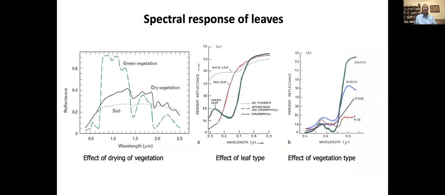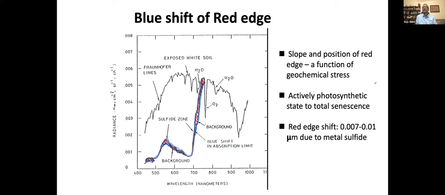So similarly, if you see the spectral response curves, the green vegetation has a slightly different curve than dry vegetation compared to the soil, for example. If you also see how the leaf pigments will make the spectral curve very different, the green leaf will have this curve, the red leaf will have this curve, the white leaf will have this curve. Similarly, the vegetation type, for example grass or birch or pine, fir, they will all have very, very different spectral curves. So these are some of the very fundamental principles which have been generated, of course, from experimental data, and then used to map the vegetation type, density, and also sometimes the contamination in the vegetation.